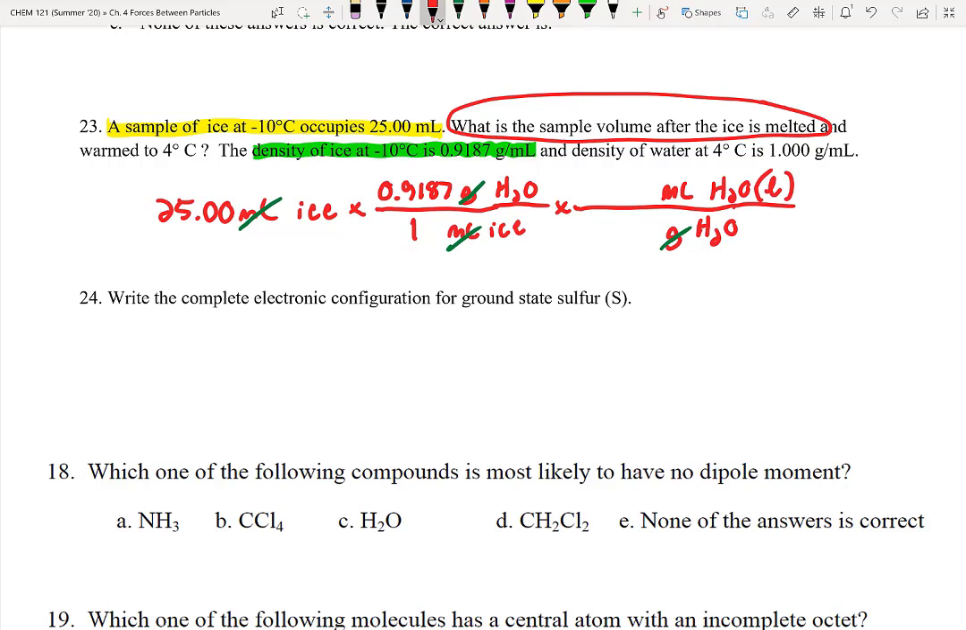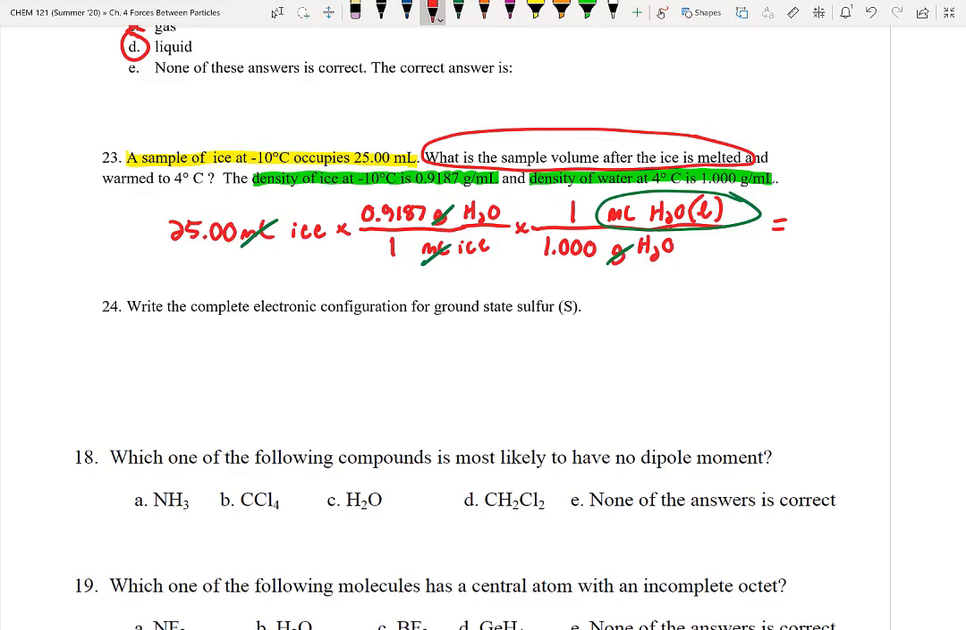And that's where our second density comes in. So the density of water at 4 degrees Celsius is just 1.000 grams per milliliter. So I would just write 1.000 grams per 1 milliliter. So now when we see what's going on, we can see that our unit left over is going to be milliliters of water, which is exactly what we're trying to solve for here.